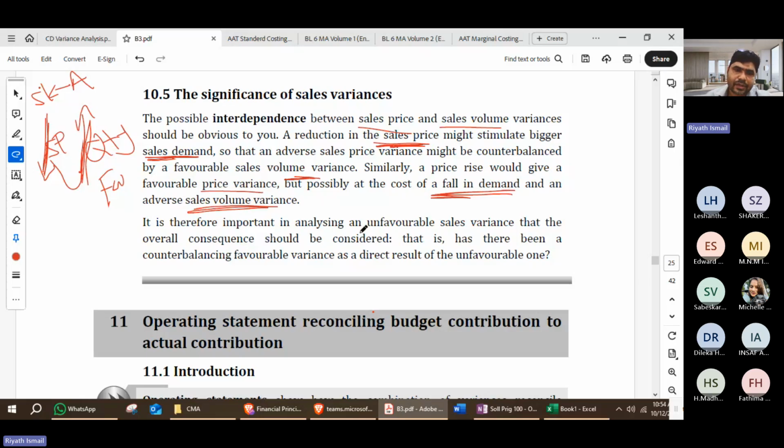The other way around. It is therefore important, in analyzing unfavorable sales variance, that the overall consequence should be considered, so that there may be a counterbalancing favorable variance. So sometimes, if you are focusing on a favorable price variance, you may get an adverse volume variance. So that's it.